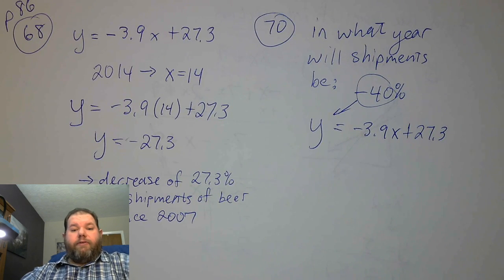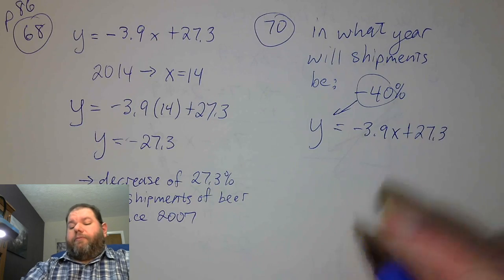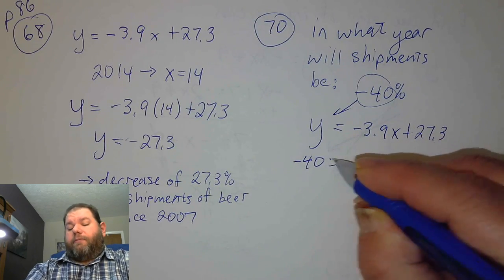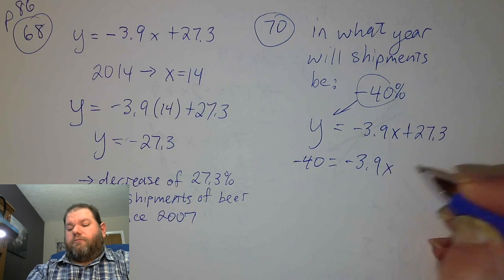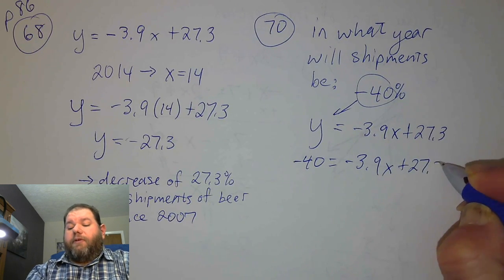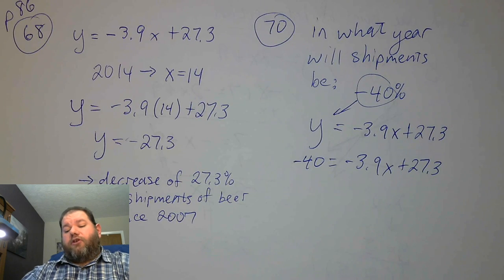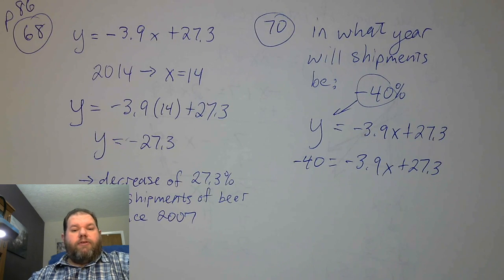We remember that x tells us the number of years, while y actually reflects the percent change from the year 2007. So if we want a negative 40% change, then we'll plug that in as our y value, and we want to find out what x is in this equation. So we'll have to solve for x. Notice we don't plug in the percentage, and we don't treat it as a percentage, because in this case y is representing a whole number percentage in this problem.